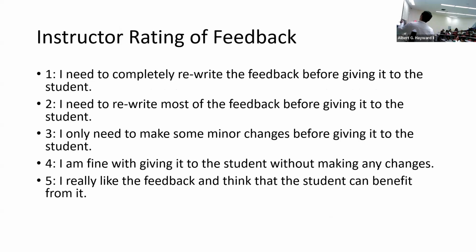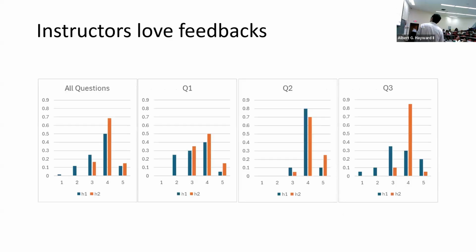And then we just picked 20 student answers, wrote those feedbacks, and gave them to instructors and had them rated from 1 to 5. 5 is I really love it. 1 is I'm being completely wrong. All right, here's the distribution. We tried 3 questions, and this is the overall distribution.